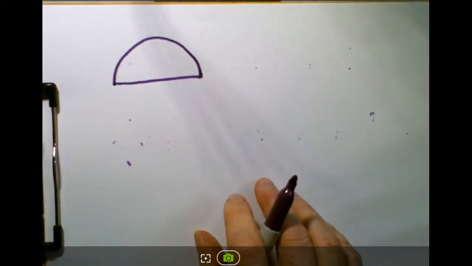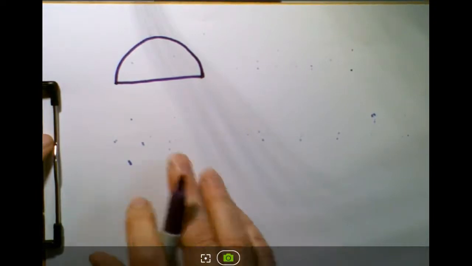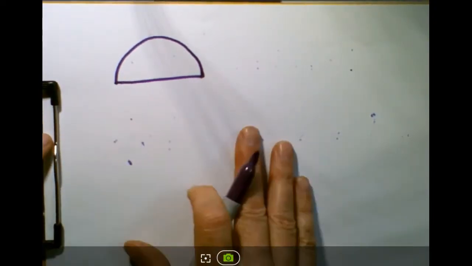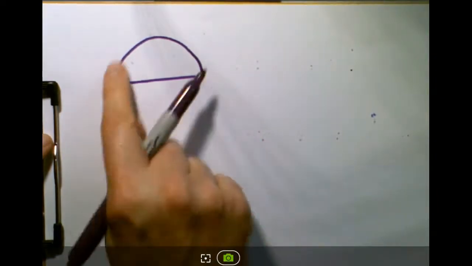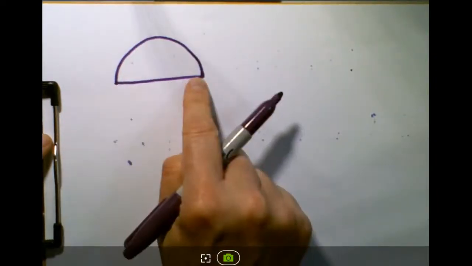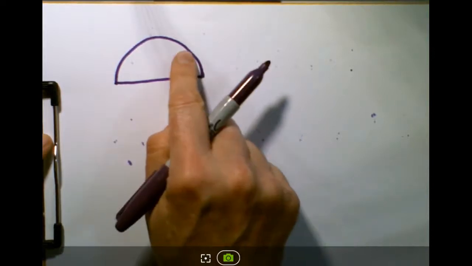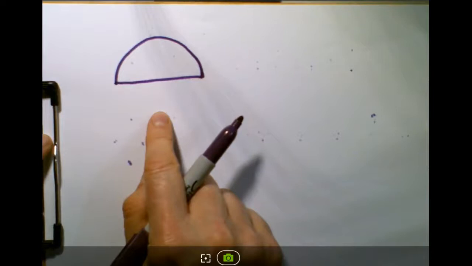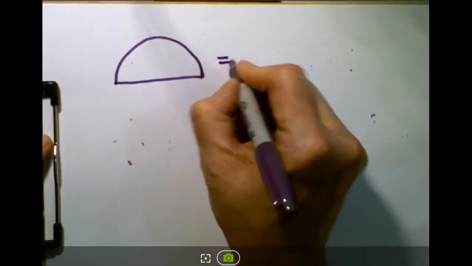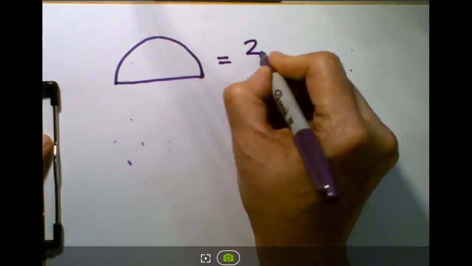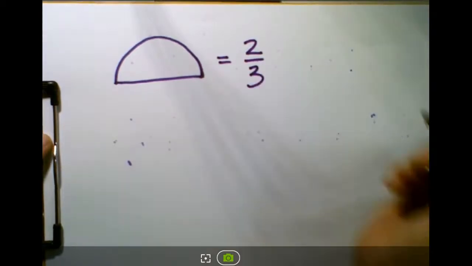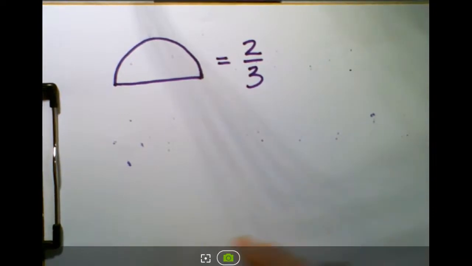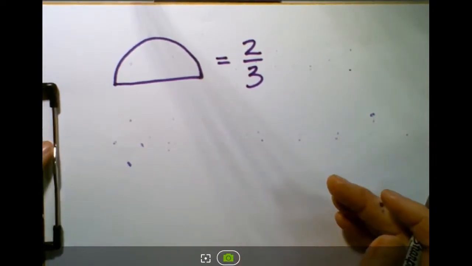One last piece as we begin to wrap this up. What if we aren't given a unit fraction, but we're just given a fraction? And here's my example. So here is a half circle. And if I just said half, that would make it easy, and you would just draw the other half and you would have the whole. But what if I said that this half circle is equal to 2/3 of the whole? How are you going to solve that?